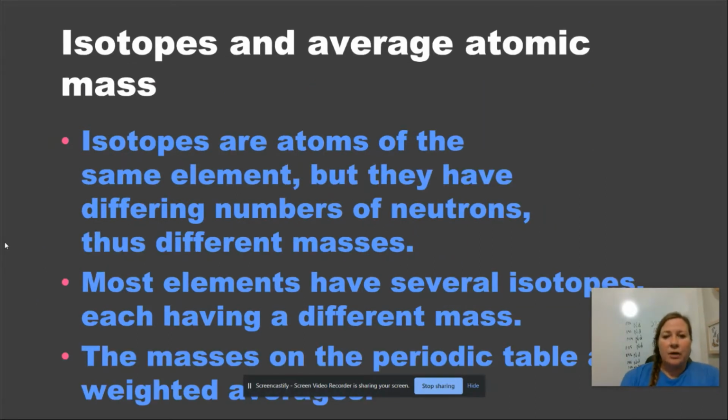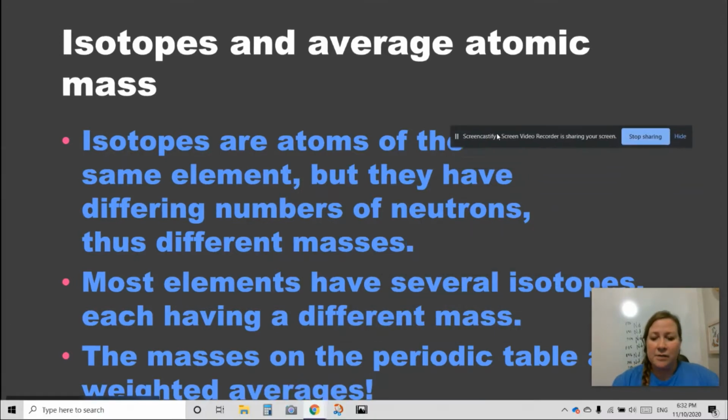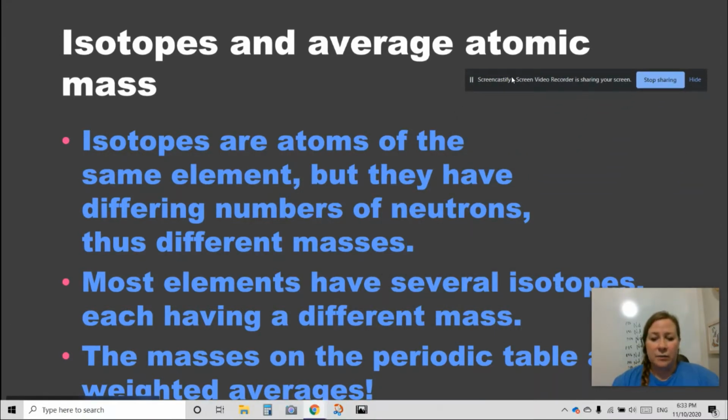Now, the trick about calculating average atomic mass is that there are many isotopes for each element. You should remember isotopes are atoms of the same element, but they have differing numbers of neutrons and therefore different masses. Most elements have several isotopes, each having a different mass. And the masses listed on the periodic table are actually weighted averages of all those isotopes.